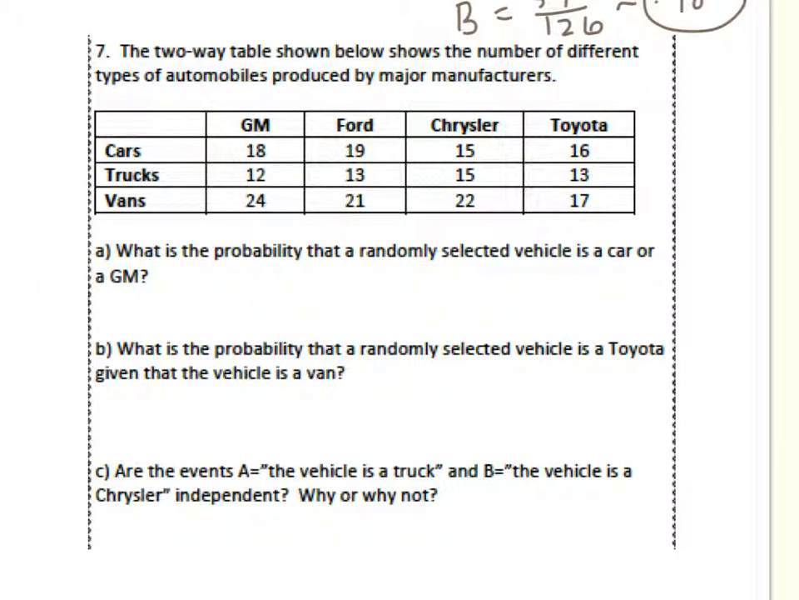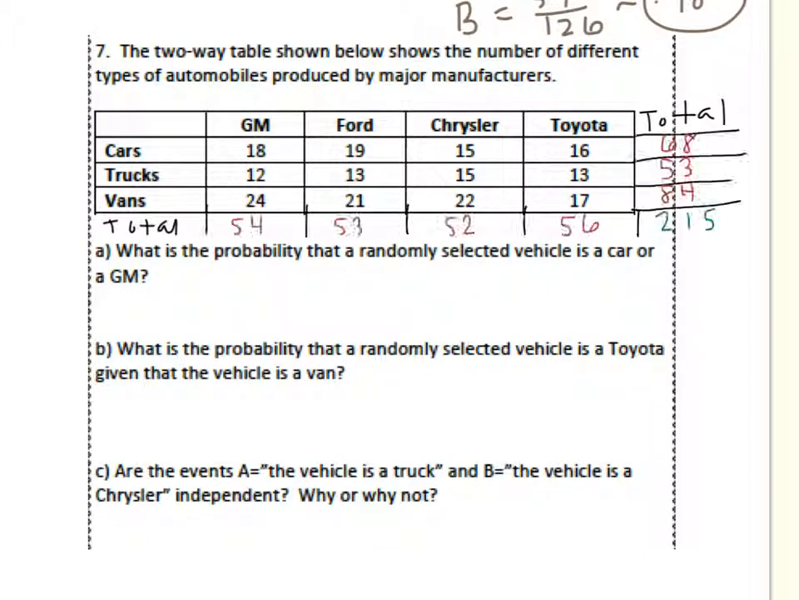Number 7, the two-way table shown below shows the number of different types of automobiles produced by major manufacturers. We have GM, Ford, Chrysler, and Toyota, and cars, trucks, and vans. So before we go through and answer any of these questions, let's go ahead and fill in all of our totals. So the first question says, what is the probability that a randomly selected vehicle is a car or a GM? So we've got to look at the cars.